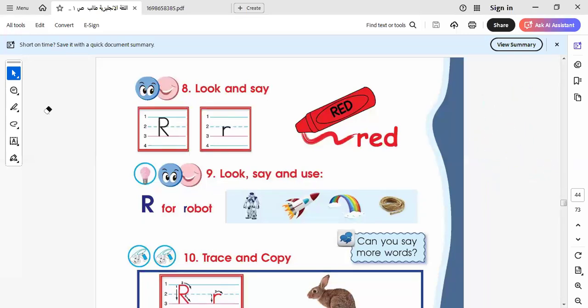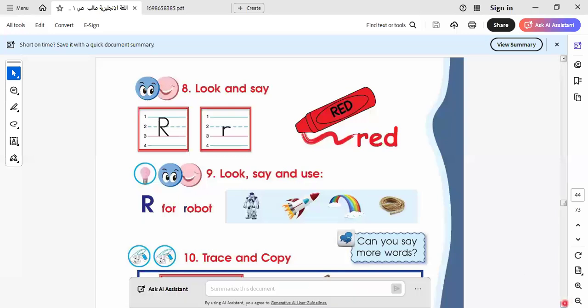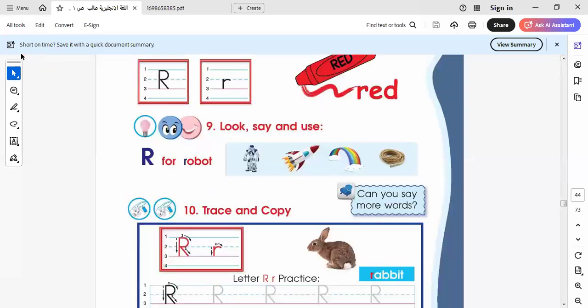Let's continue the rest of our unit. Here is robot. What is the R for robot? Here is rocket. Here is rainbow.